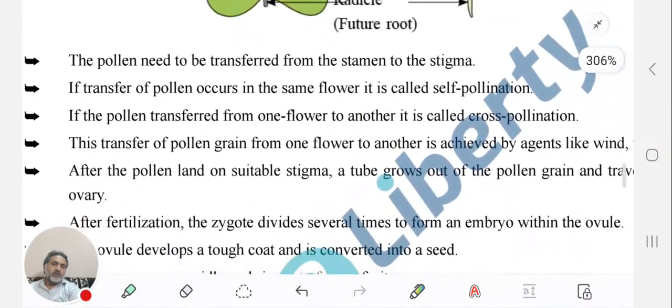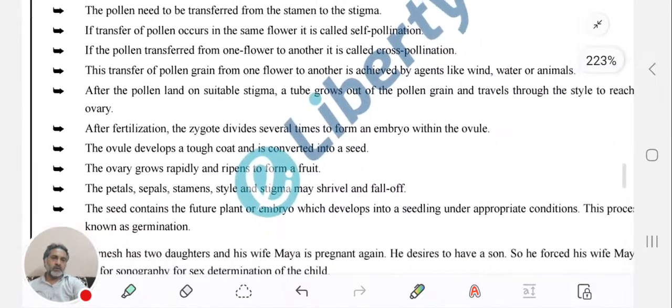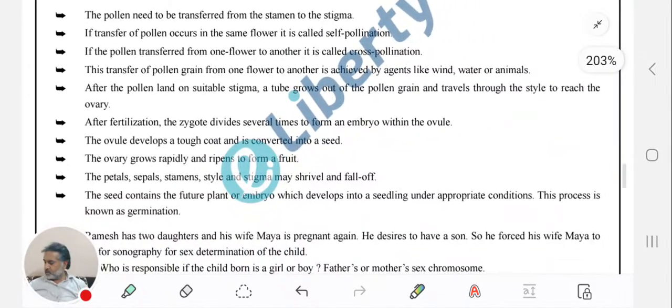The pollen needs to be transferred from the stamen to the stigma. If the transfer of pollen occurs in the same flower, it is called self-pollination. If the pollen is transferred from one flower to another, it is called cross-pollination. This transfer of pollen grains from one flower to another is achieved by agents like wind, water, or animals. After the pollen lands on a suitable stigma, a tube grows out of the pollen grain and travels through the style to reach the ovary.